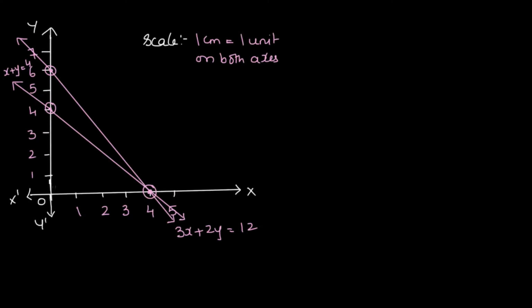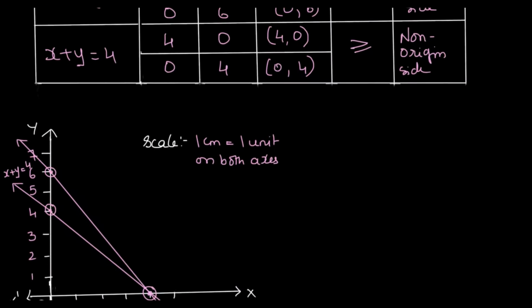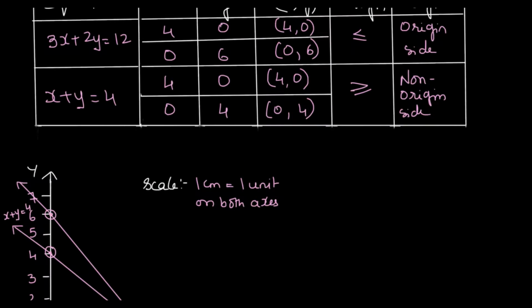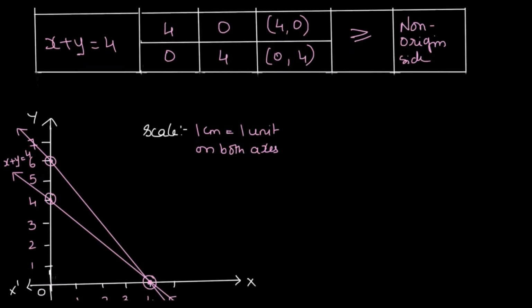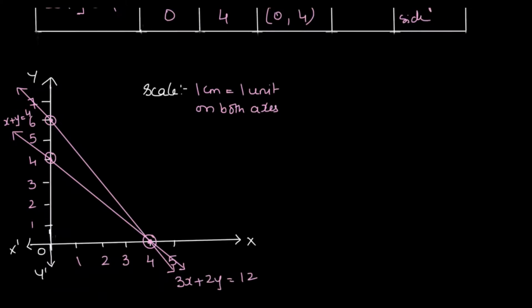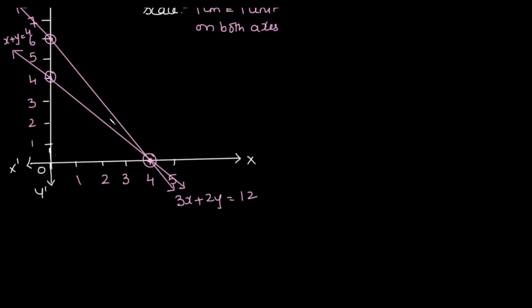Now what about the feasible region? For the first line, 3x plus 2y is equal to 12, the region lies on the origin side. And for the second line, x plus y is equal to 4, on the non-origin side. That means for this particular line, the region lies on the origin side, this side of the line. And for the second line, x plus y is equal to 4, the solution lies on the non-origin side. That means this is our feasible region. So we'll just shade it out first. This becomes our feasible region.